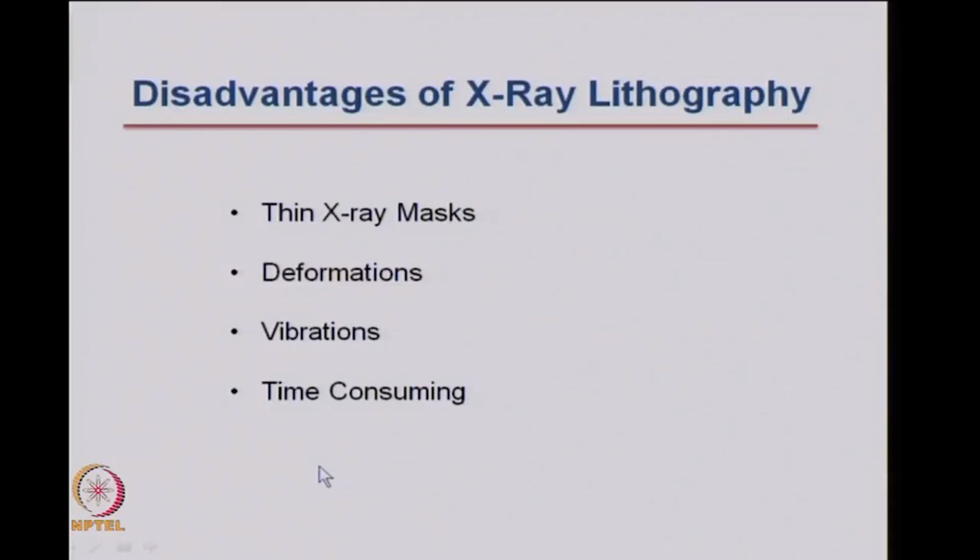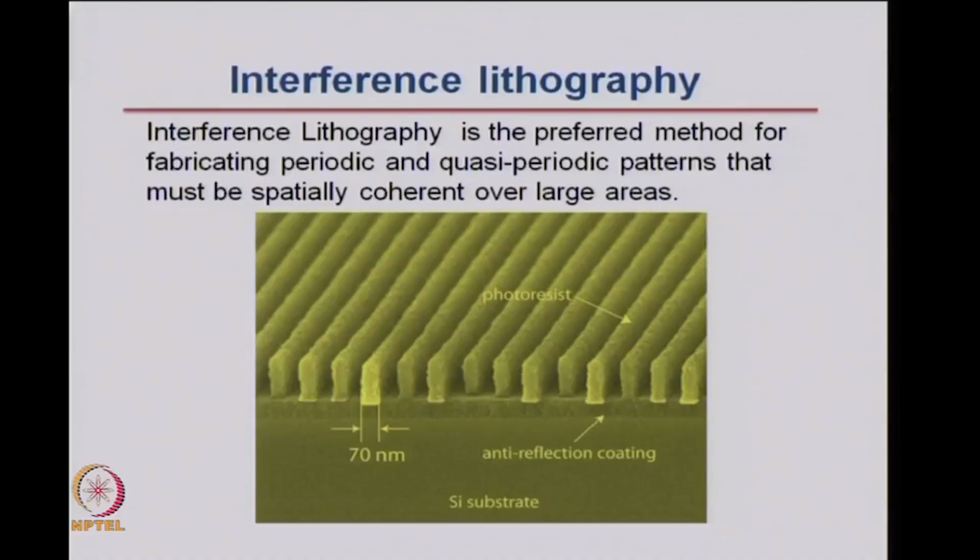Of course, if you want to have very precise and small features, then you have to go for X-ray lithography. Now, we move on to what is called interference lithography.